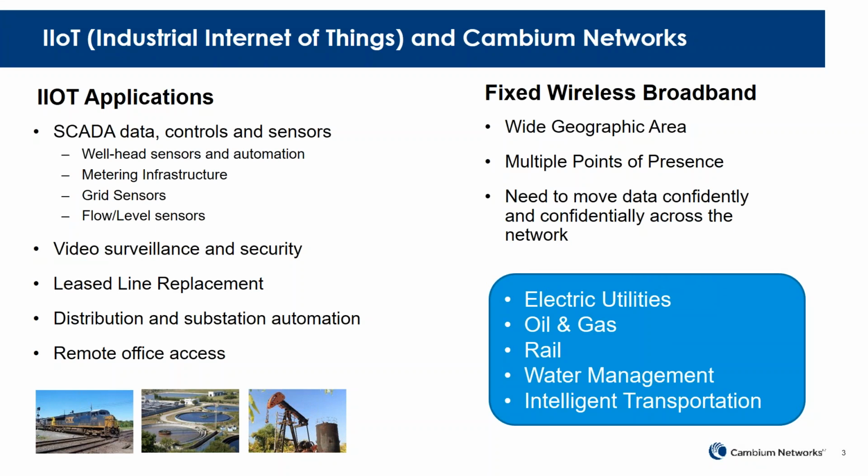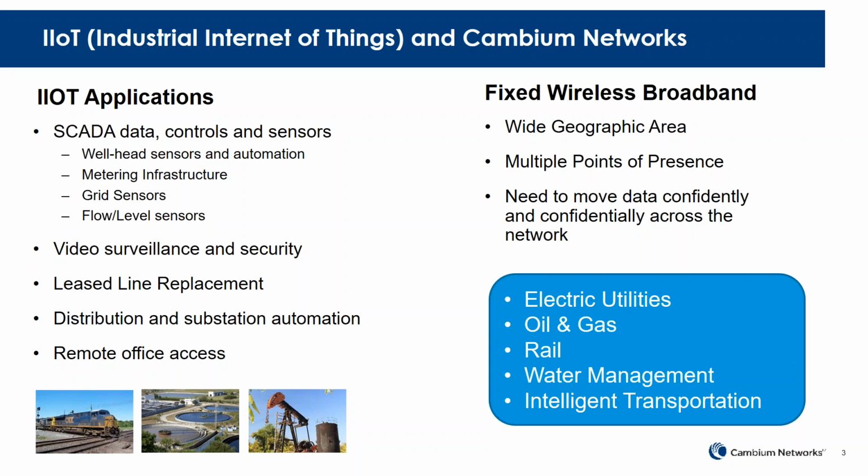So just to set the scope of how IIoT works alongside Cambium Networks, when we talk about industrial Internet of Things, we're looking at applications like SCADA process control and monitoring, distribution automation in the electric utility space, video surveillance and security, and leased line replacement, being able to replace the current connections that might be an analog 4-wire circuit that you're paying a monthly fee to the carrier. Can you replace that with a private network?